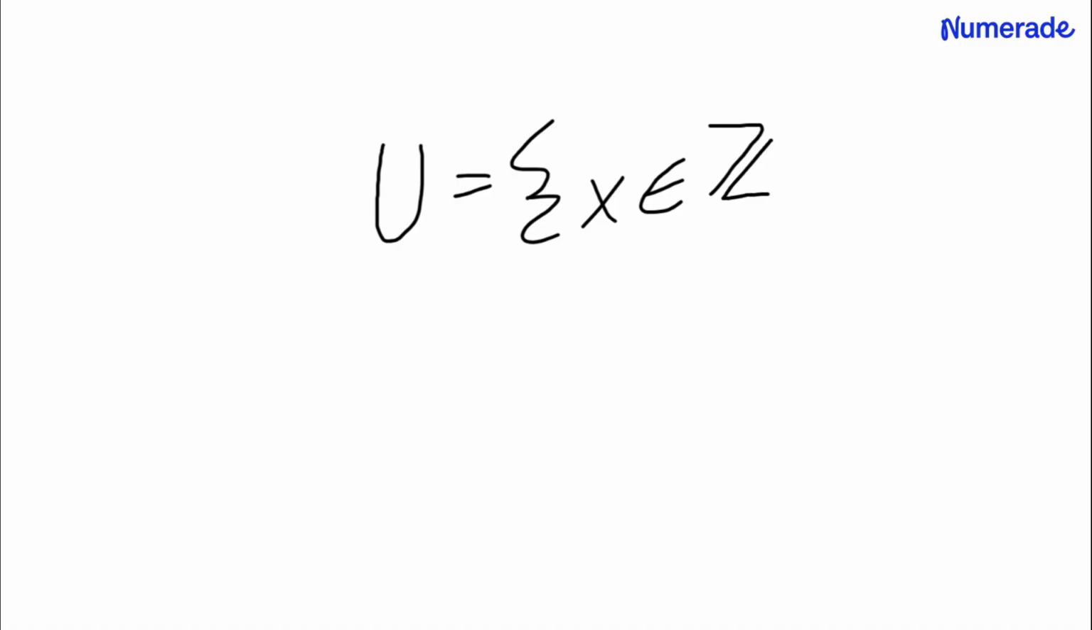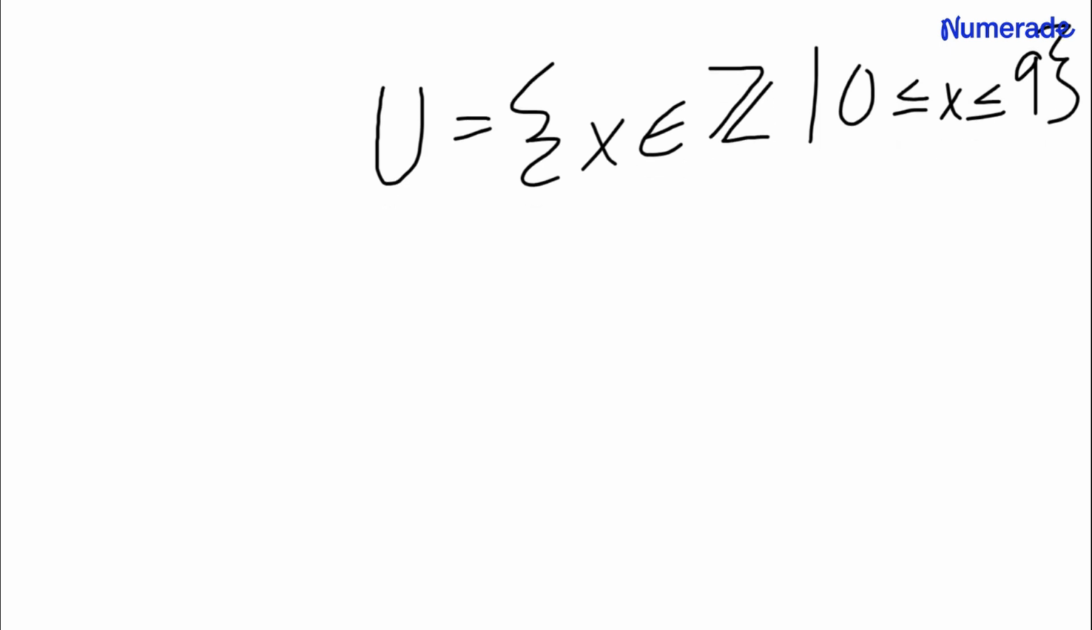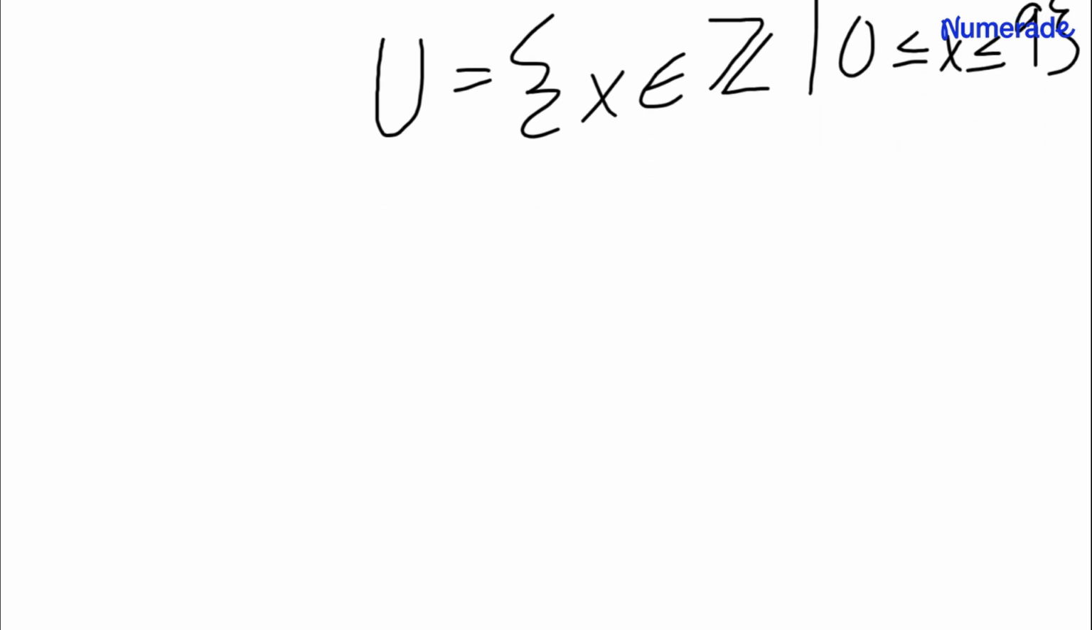All right, here we have this problem where we have a universal set U, and that's going to be all x that are elements of the integers, such that 0 is less than x, which is less than or equal to 9. So basically that's just going to be the numbers 1, 2, 3, 4, 5, 6, 7, 8, and 9. And now we're asked to find A minus B.